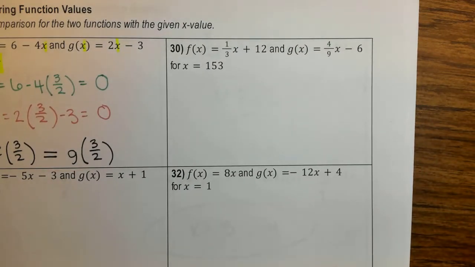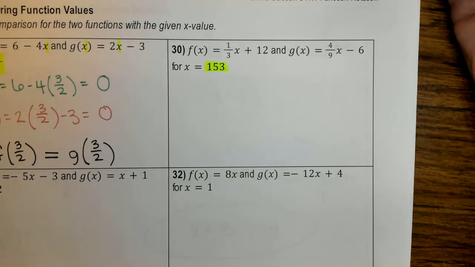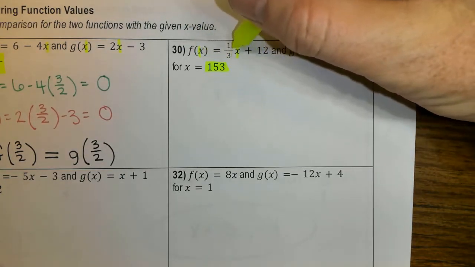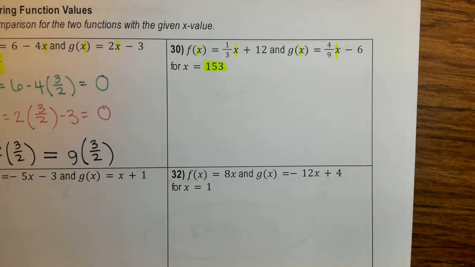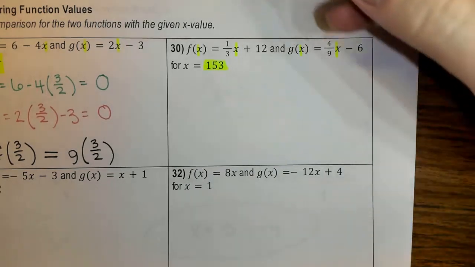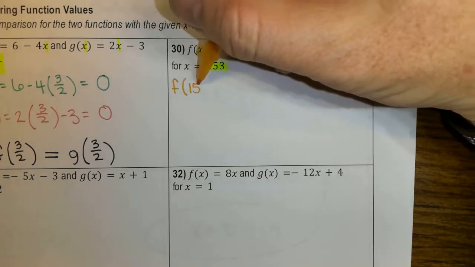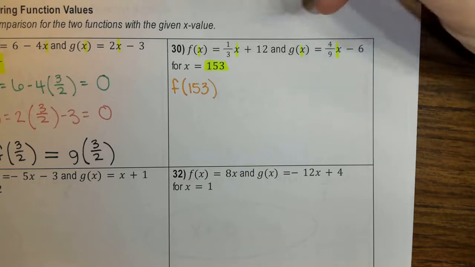Okay, so let's do number 30. Okay, so my x equals 153, okay? Which means I'm going to replace all these x's right here with 153. And then I get two answers and see how they compare. So my first one is f of 153. So instead of x, I write my number. And then I keep going.